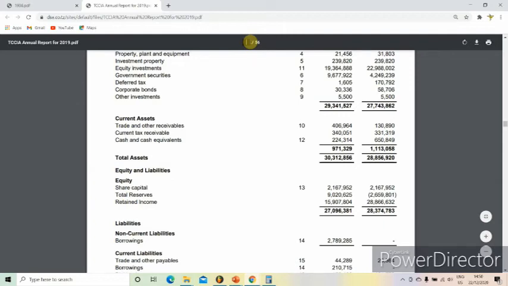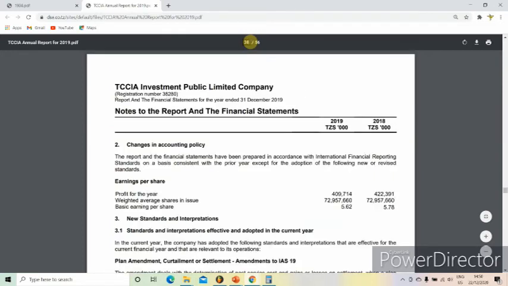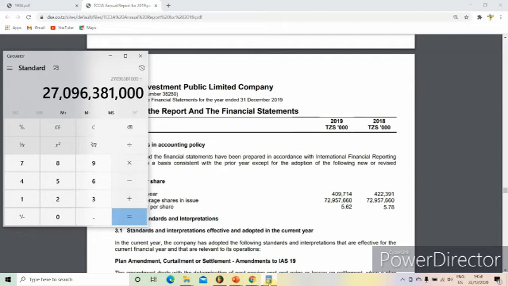Our next step will be to go to the part where we're told how many shares are available for common shareholders, which you can get in the earnings per share. So here it is, weighted average shares in issue. That's 72,957,660. That's the total number of shares available in this company, so we're going to take 72,957,660, and from there we should get 371.3987, and so on. This is the book value per share.